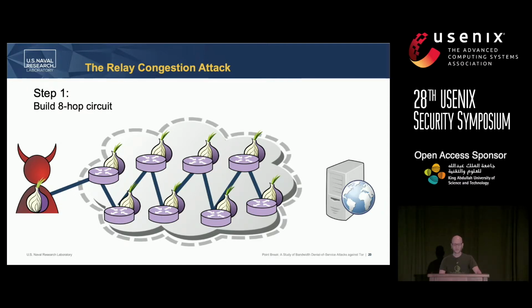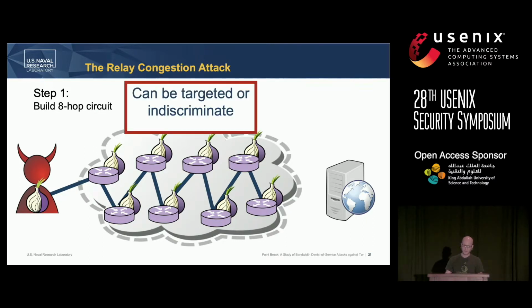Previous work that explored long paths in Tor caused Tor to reduce the maximum circuit length to 8. But you can still build an 8-hop circuit as of today. So step 1, build an 8-hop circuit. The circuit can be targeted or indiscriminate.